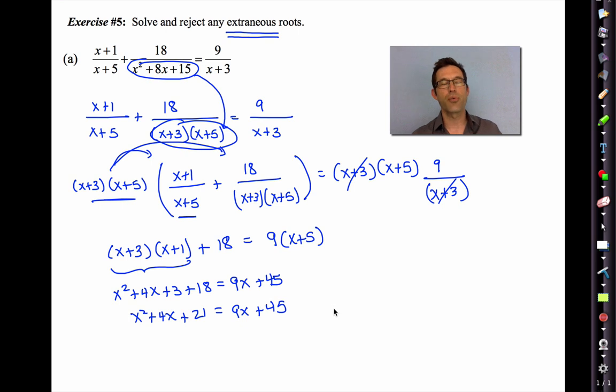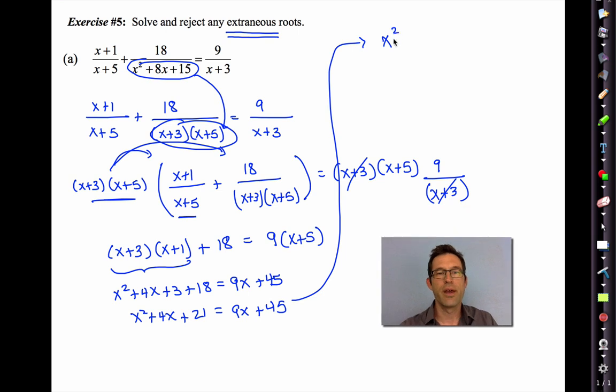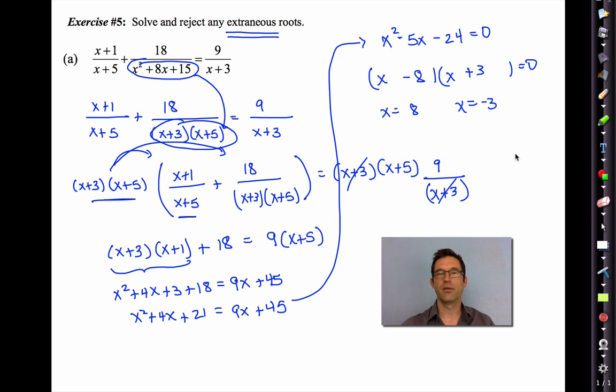Again, I'm thinking zero product law, I'm thinking quadratic formula, I'm thinking I need more space up here. Either way, if I get it all equal to 0, x squared minus 5x minus 24, I can now solve it. Quadratic formula is fine. Completing the square is fine, although much harder. And I'll get x equals 8 and x equals negative 3.